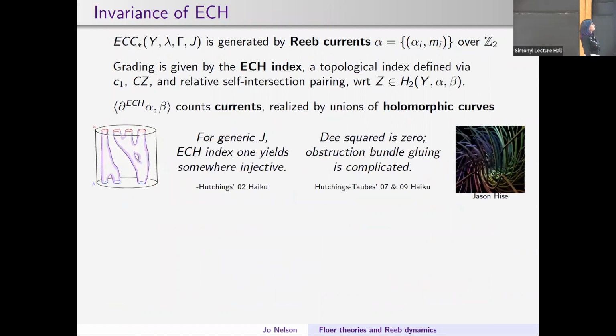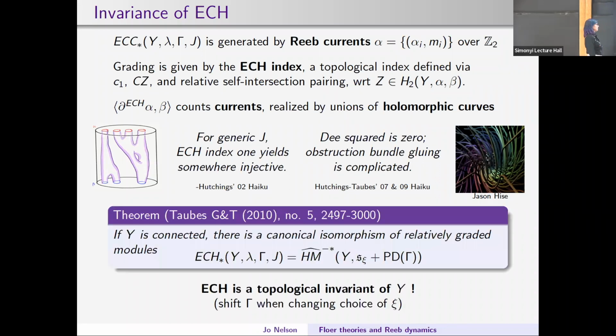Okay, go on. So then the next question is, why is ECH an invariant of anything? It seems to depend on the choice of contact form and on the choice of J, and you would expect to have similar transversality woes in cobordisms that you have in symplectic field theory.